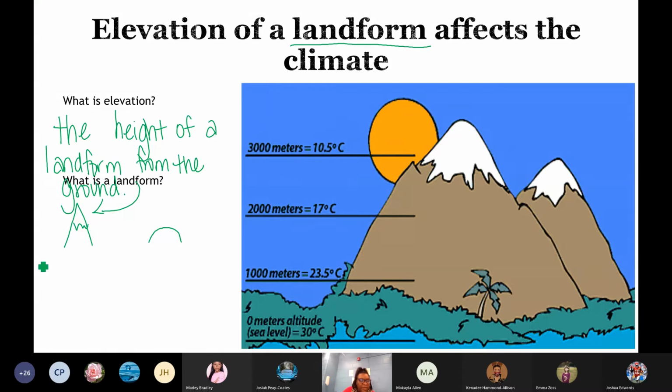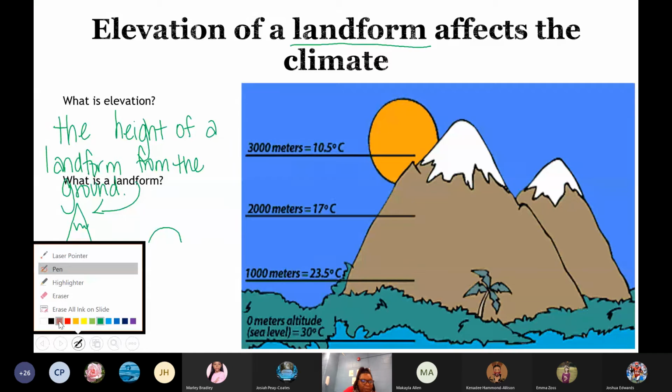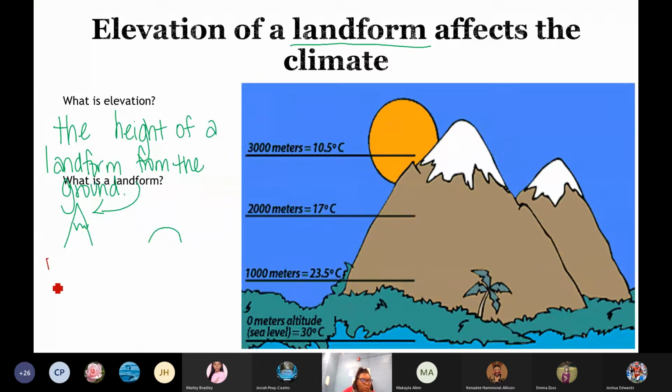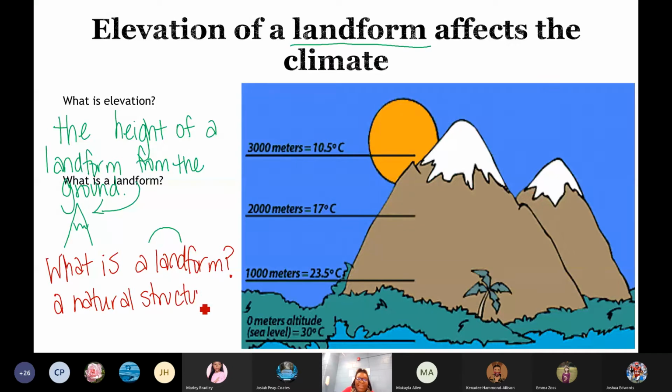I'm going to actually write it down here so you can see it. And I'll write it in a different color. What is a landform? You want to make sure you're taking your notes today, guys. You'll need them. So we want to make sure we know that a landform is a natural structure in nature. When I say natural, that means it's not man-made, okay?